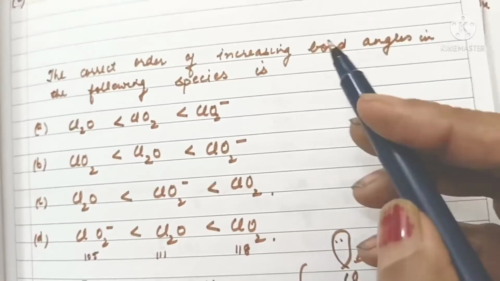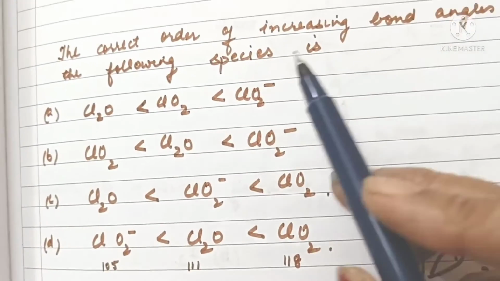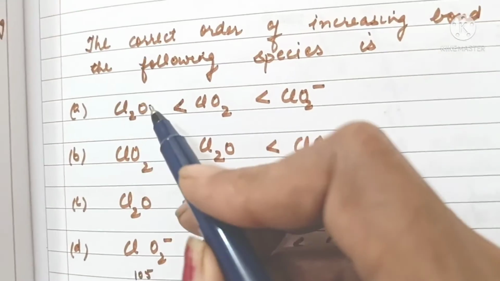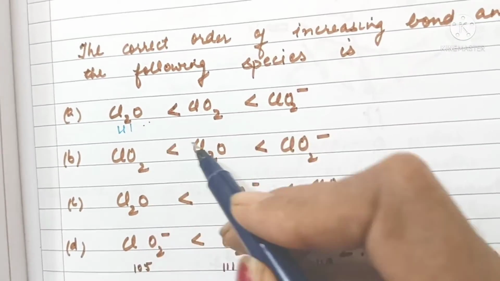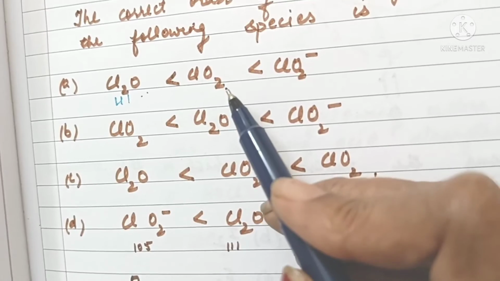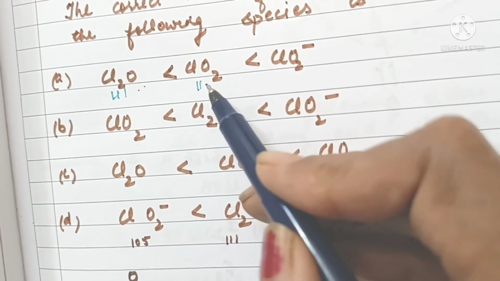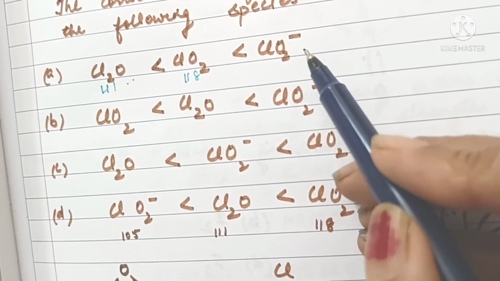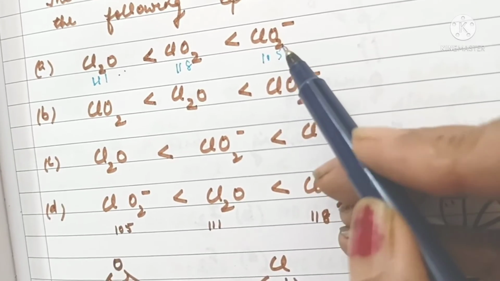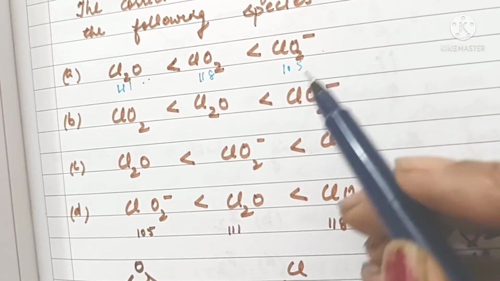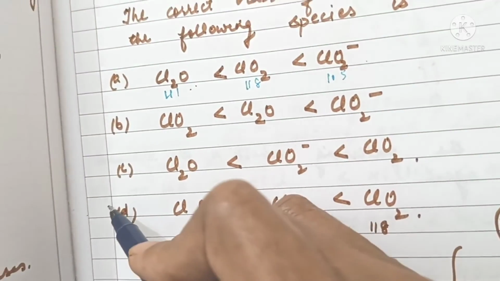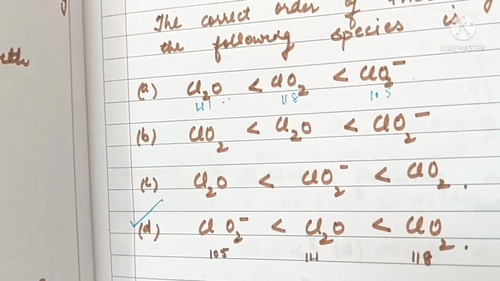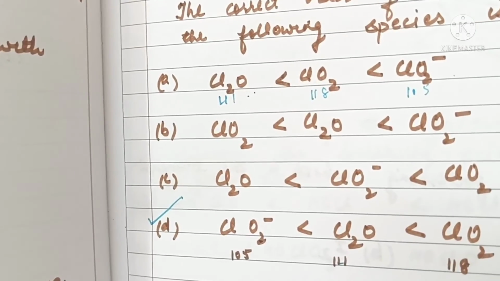The correct order of increasing bond angles in the following species is Cl2O is 111, ClO2 is 118, and ClO2 negative is 105. So this is smallest bond angle. So 105, 111, 118, option D is the correct answer.